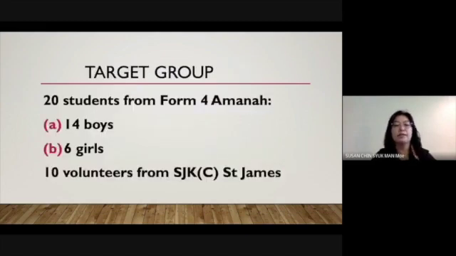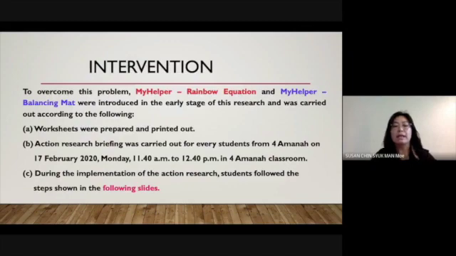I have two different target groups. The first group was 20 students from my own class, consisting of 14 boys and 6 girls. And in addition, I have 10 volunteers from SJKC St. James, ranging from primary 3 to primary 6. The difference between the target groups is that my Form 4 students have to complete 10 equations, and the 10 volunteers from primary 3 to primary 6 only need to do any 5 balancing equations.